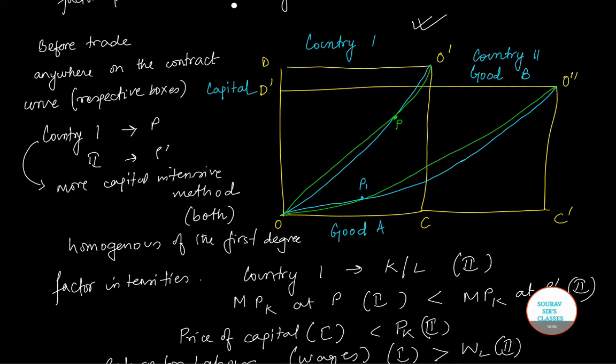Now what we will do, we will open the trade, that will mean we will remove the trade barriers and let the trade happen, and we will see that when the trade starts, what will be the changes that will be occurring in the countries' positions, and this will be done in our next video.